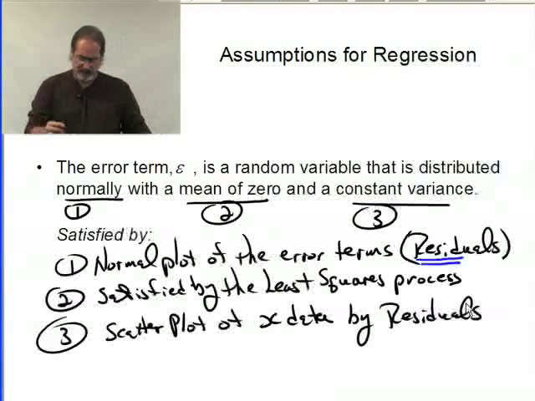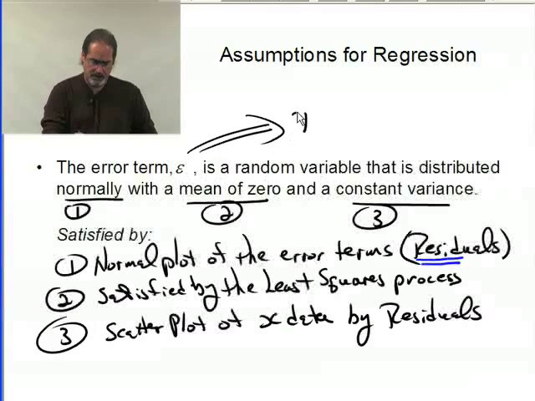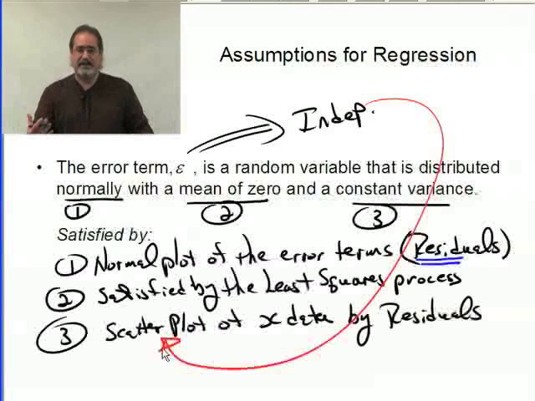Now the other assumption that I actually didn't put on here that I really need to talk about is these epsilons must also be independent. And that is also addressed by this exact same scatter plot. We'll take a look at it and show you how this appears to be independent, or how by looking at the scatter plot you know it's independent versus how it looks if it's dependent. And likewise for the constant variance. We'll take a look at an example and actually show you what that's all about.